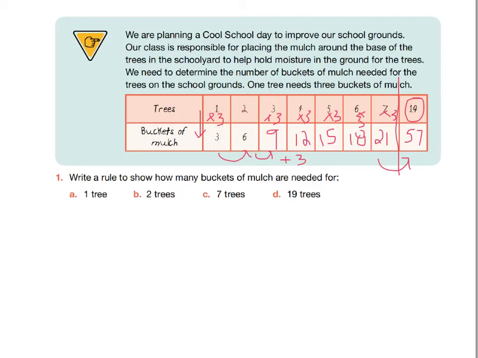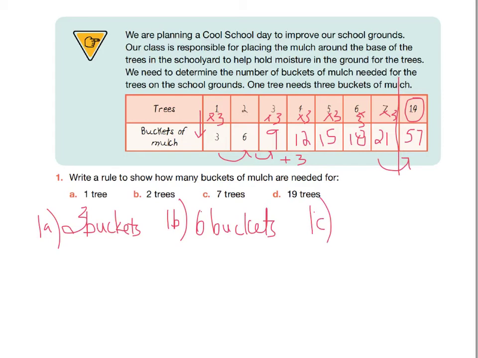You can only do the adding 3 rule as long as it's going up by 1 interval. 1 set or 1 tree each time would mean more buckets. But here we're jumping from 7 to 19, so we can't just add 3. It doesn't work. So for 1 tree, we can see that we're going to need 3 buckets for 1A. For 2 trees, we're going to need 6 buckets. For 1C, for 7 trees, we're going to need 21 buckets.